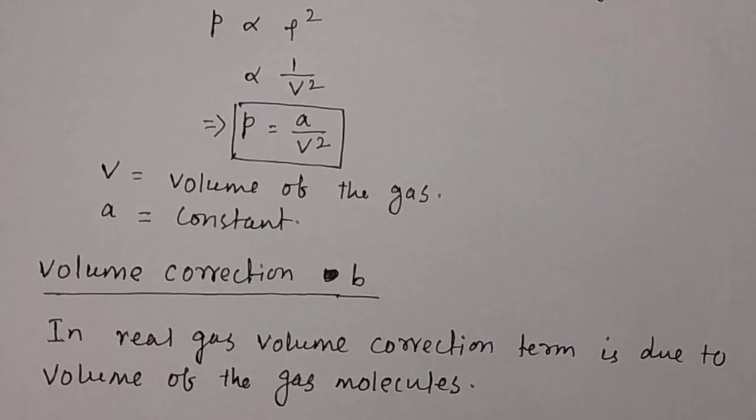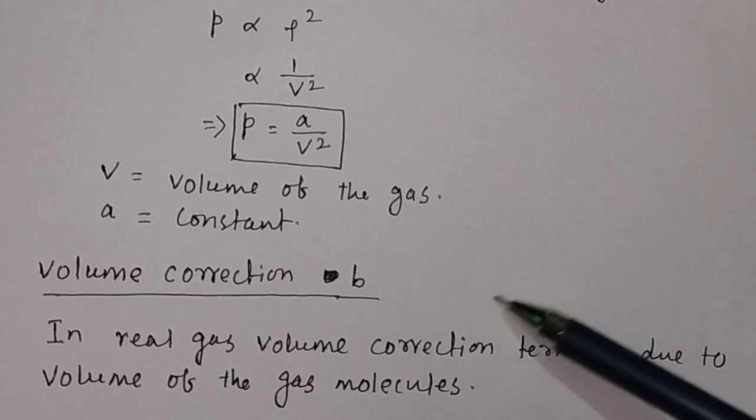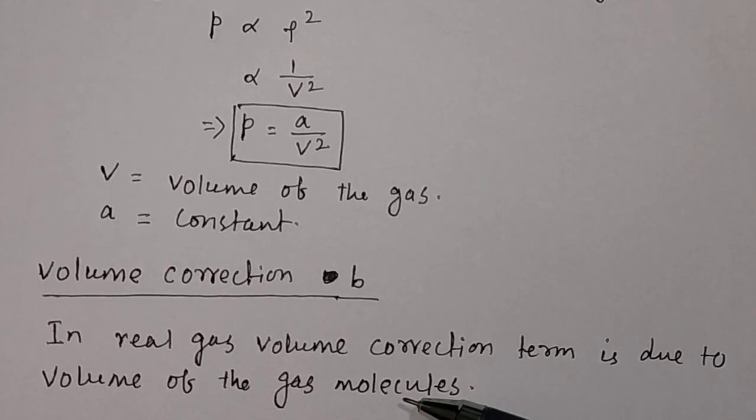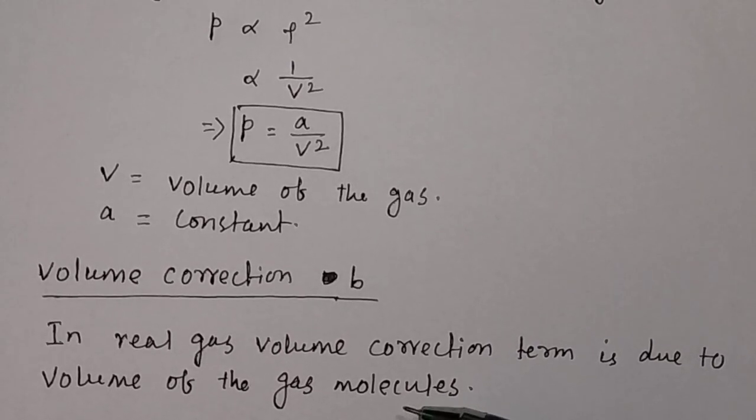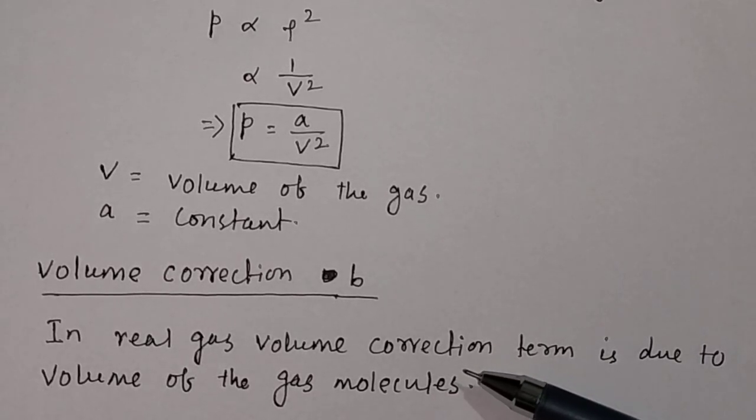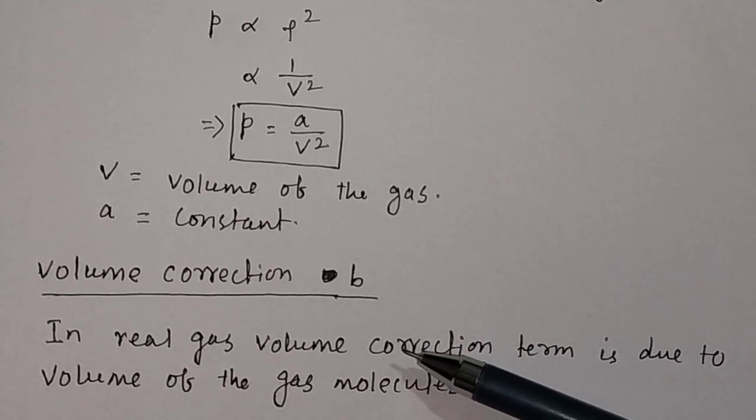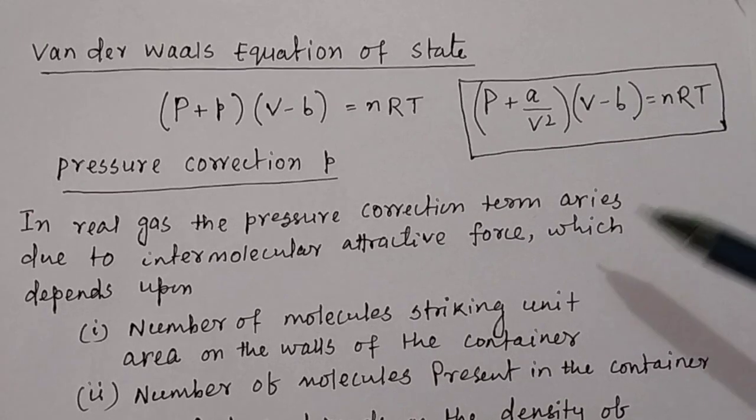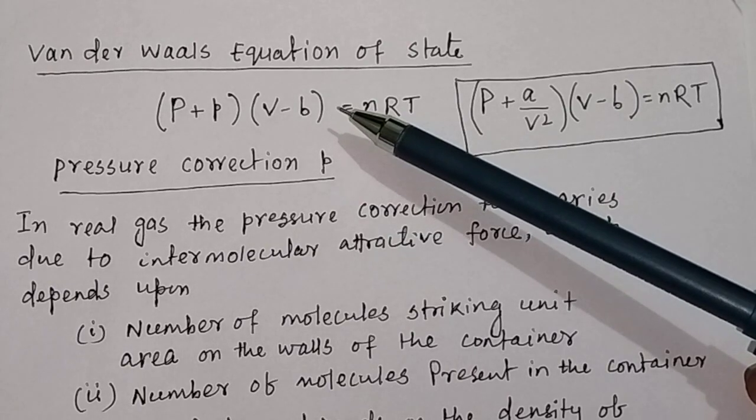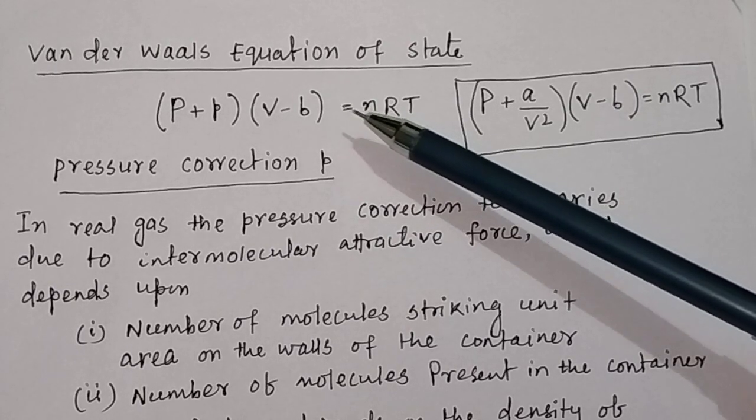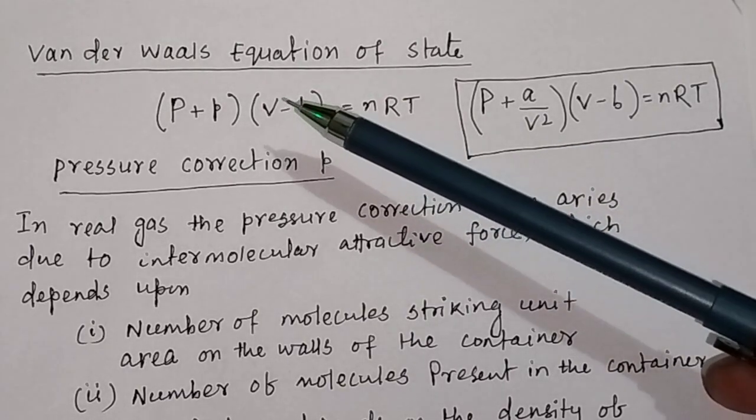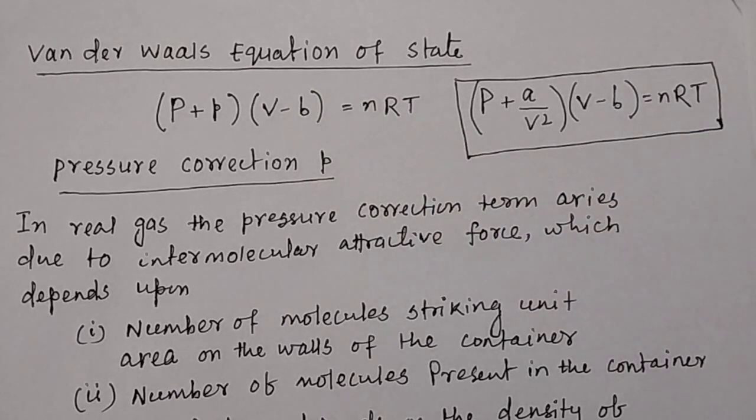And what is the reason for the volume correction term? The volume correction term b arises due to the volume of the gas molecules. In the ideal gas, we have neglected the volume of the gas molecules, but in a real gas, we have to find the volume correction term, or take the difference between the volume of the container and the volume which arises due to the gas molecules. So let us find out what will be the magnitude of this volume correction term, that is small b.